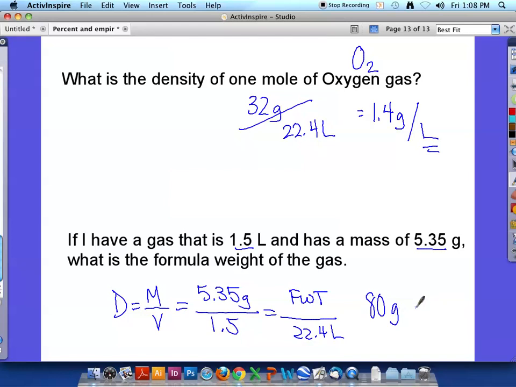You can set this problem up a little bit differently by taking your 5.35 and 1.5 and finding the density, and then setting that density up with 22.4 liters and your unknown. Same real setup, but it's just a little bit different. You do the actual calculation here as opposed to just doing cross multiplication.